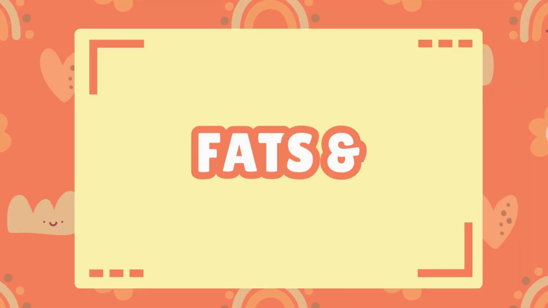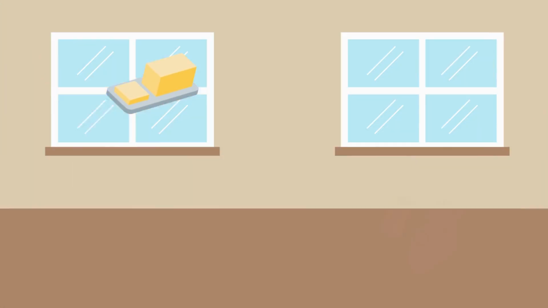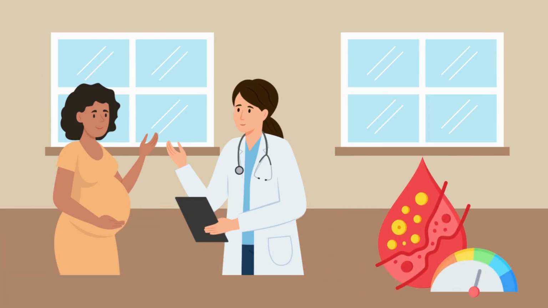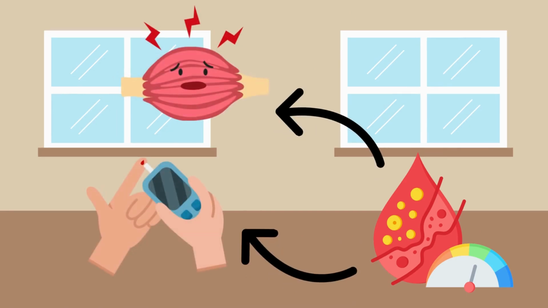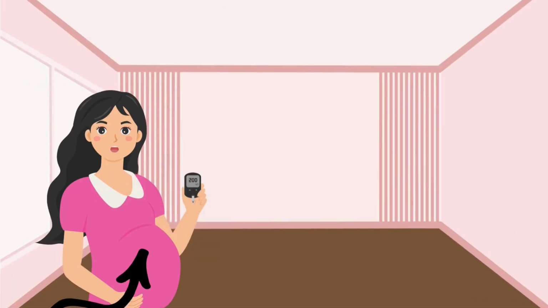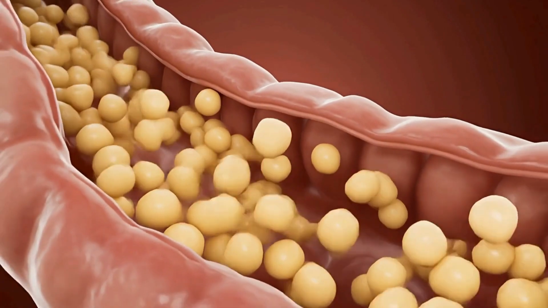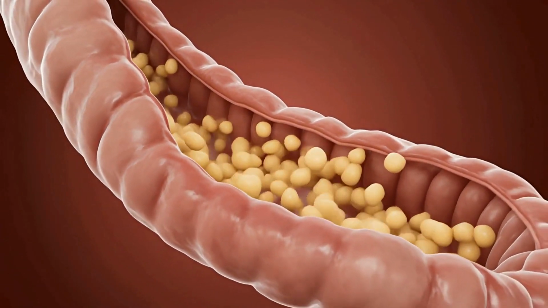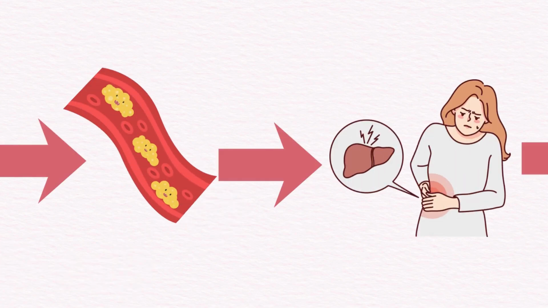Now let's discuss how fats and lipids impact pregnancy with gestational diabetes. With gestational diabetes, lipid levels shift, especially a decrease in high-density lipoproteins, HDL, the good cholesterol. These changes contribute to inflammation and insulin resistance. Because insulin resistance weakens the body's ability to regulate fat, more fatty acids enter the bloodstream. These fats move to the liver, leading to buildup and inflammation.